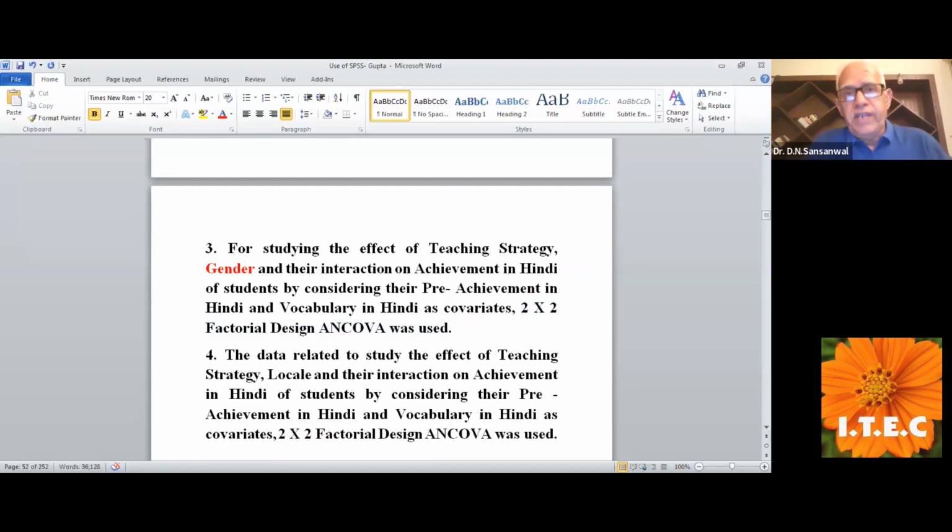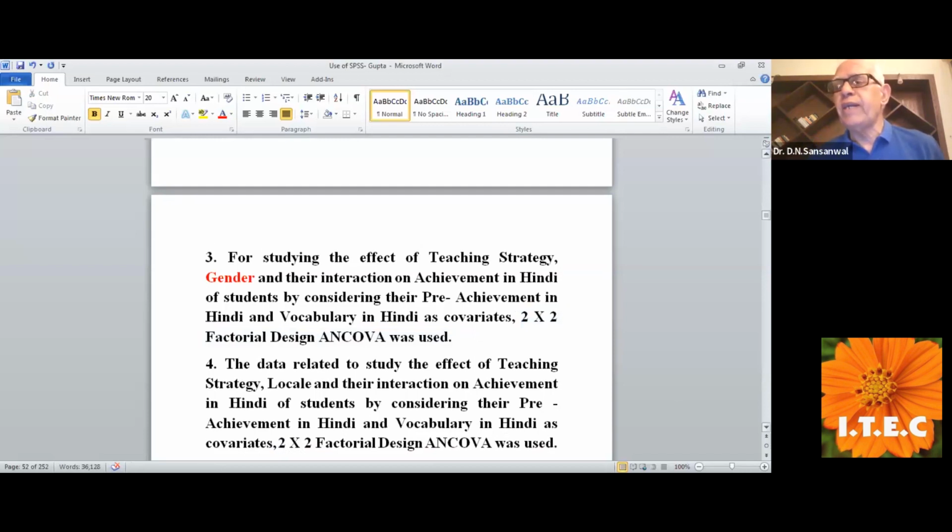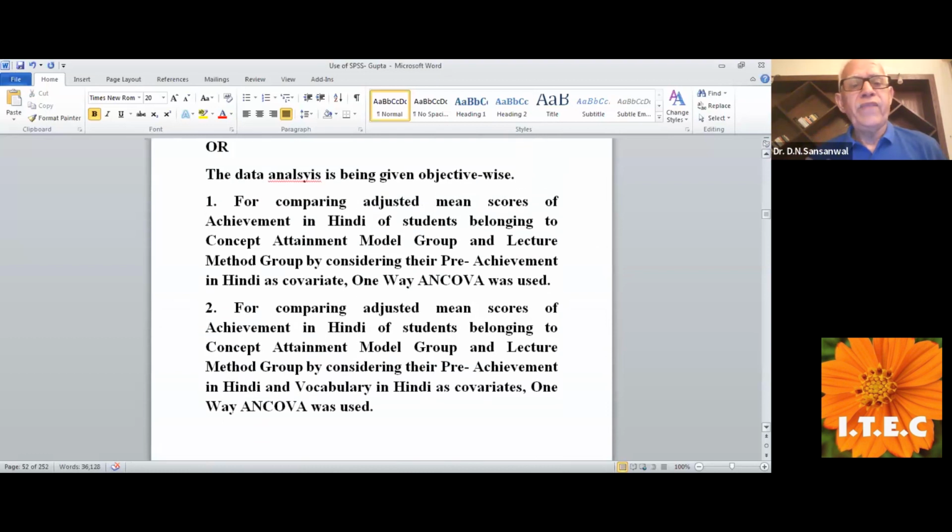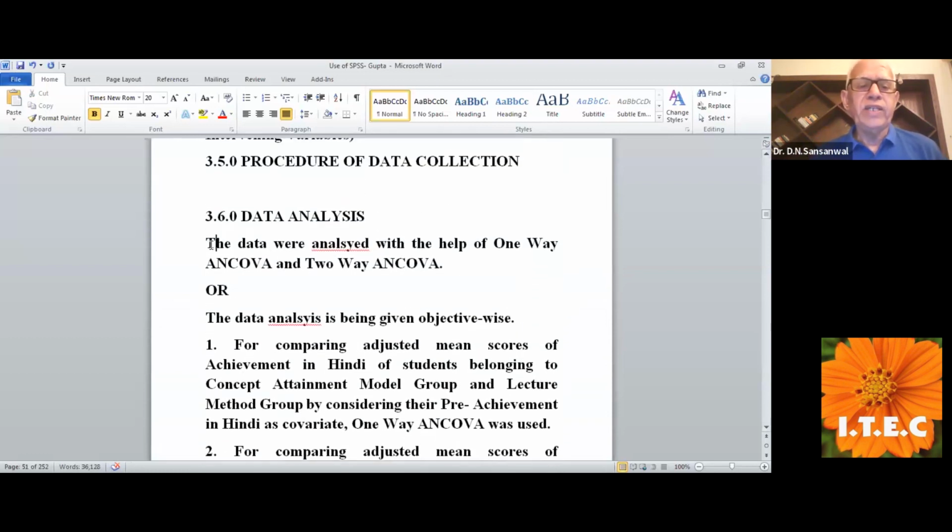So it is up to you whether you want to write objective wise. If you do not want to write objective wise, then you can just write the way I have written here. Just only 2 sentences or 1 sentence, not more than that. So either you can say 2-way ANCOVA, or if you like, you can say 2 by 2 factorial design.